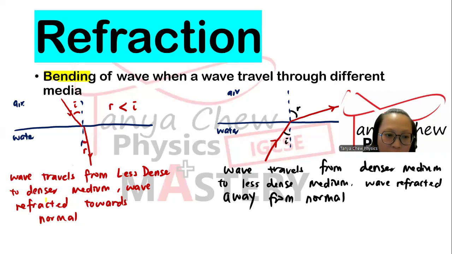Remember, normal is very important. So you need to draw towards normal, away from normal. Less dense to denser, denser to less dense. Remember that, memorize this, okay?